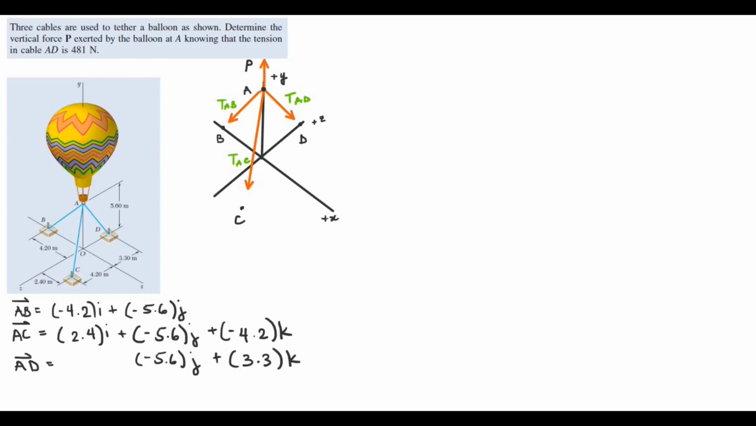Also for the magnitudes, I'm not going to go over the calculations because we did a couple for the last 2 problems. So the magnitude for AB would give us 7 meters. The magnitude for AC would give us 7.4 meters. And finally, the magnitude for AD would give us 6.5 meters.